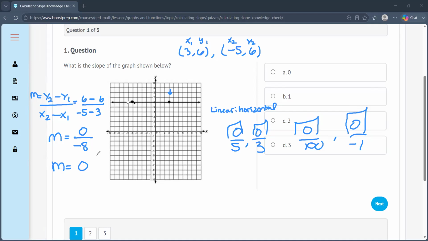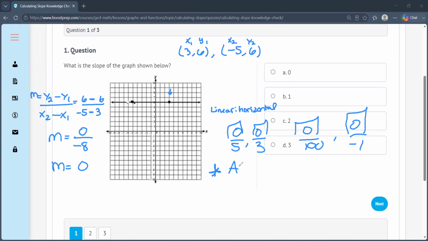If you put 0 over -8 in the calculator, it will say 0. Now you know that all horizontal lines will have a slope of 0. So go ahead and write this on your notes because it will come up again. You don't have to do the pain of doing this work, but you could do this work if you really are lost.